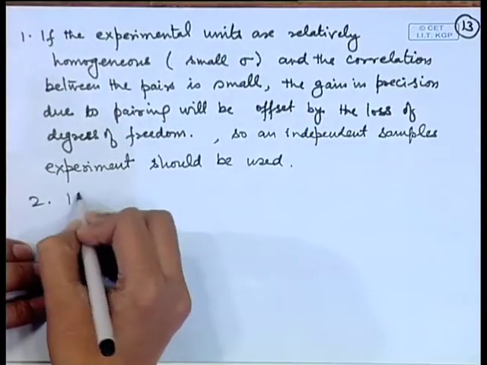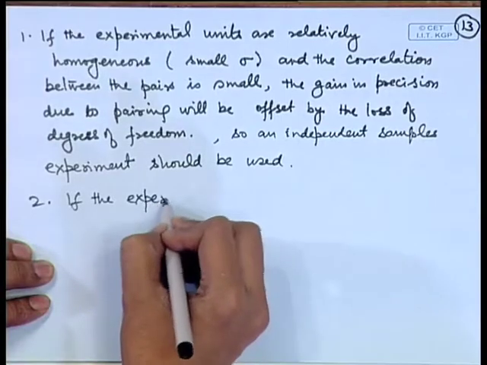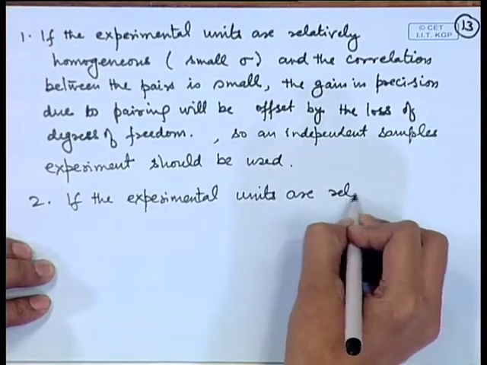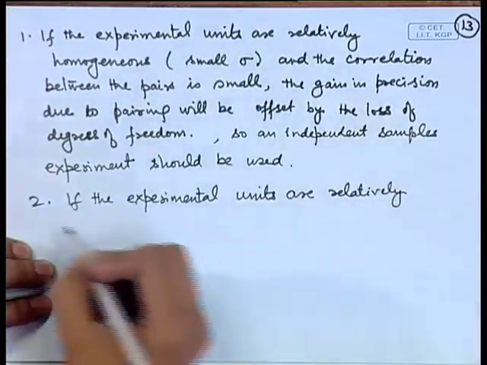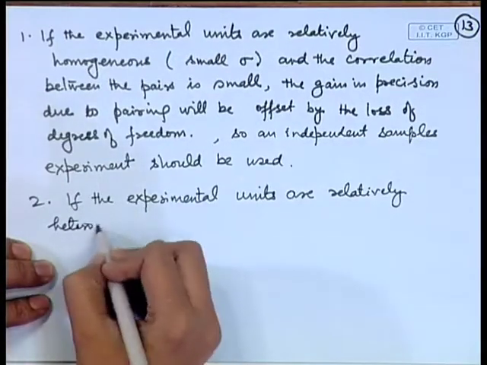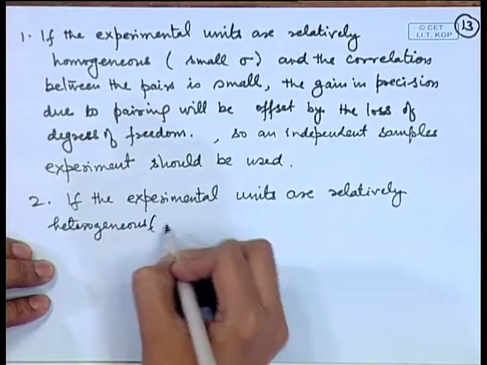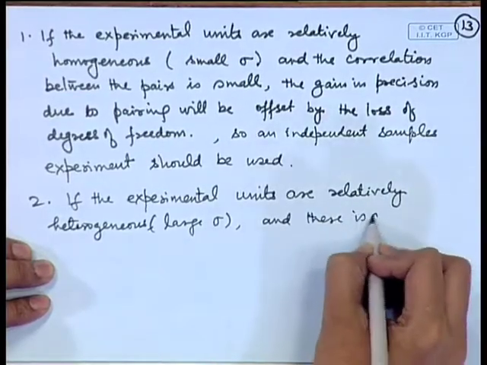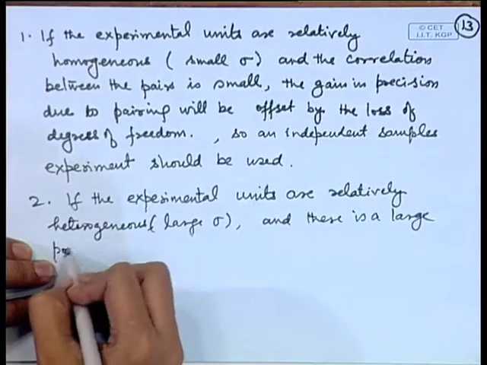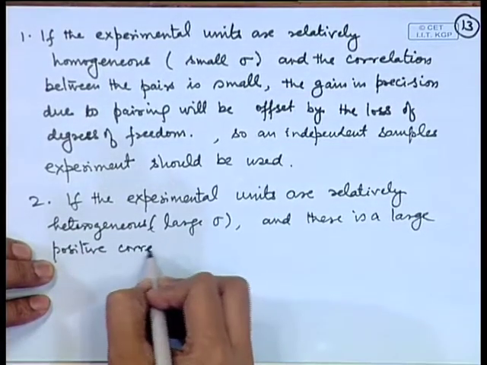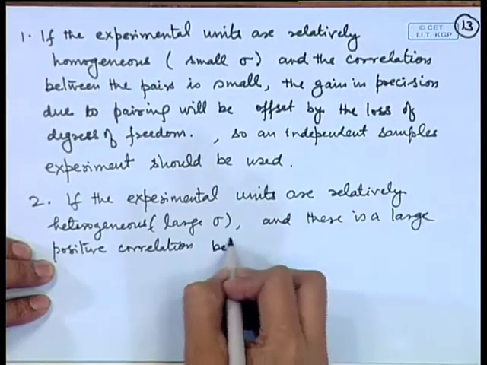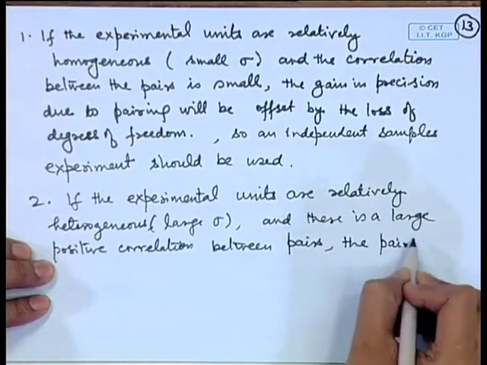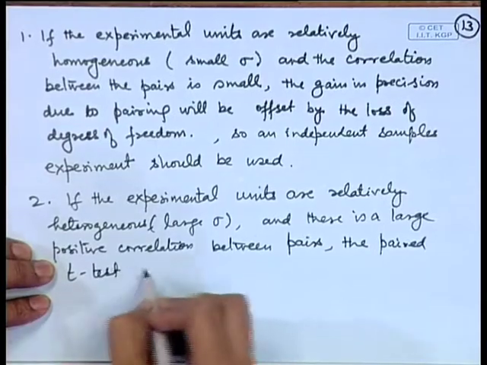On the other hand, if the experimental units are relatively heterogeneous, that is large sigma, and there is a large positive correlation between pairs, the paired t-test should be used.